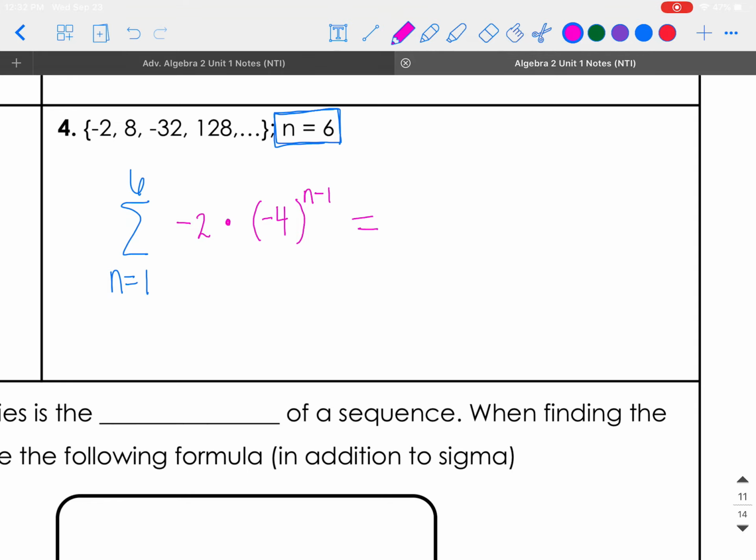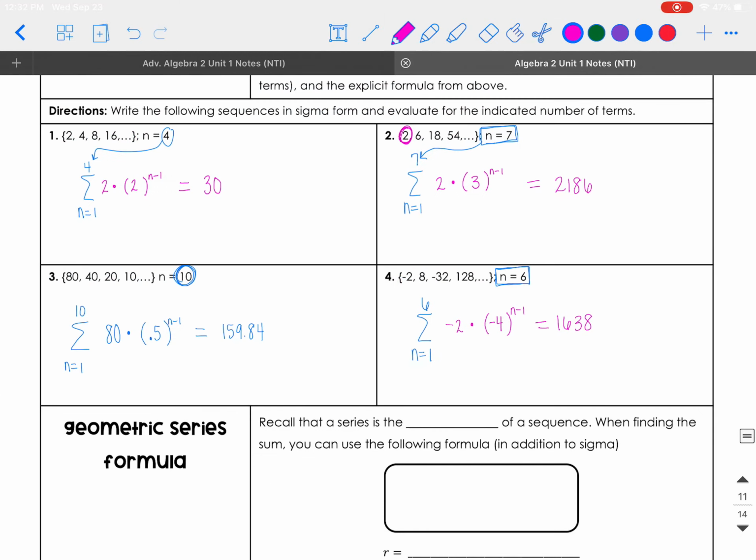And I'm going to type that in my calculator. So I'm going to hit math 0, x equals 1 on bottom, 6 on top, -2 times, you have to put this -4 in parentheses. You should always be putting your R in parentheses, but especially if it's negative. Then I do my exponent, x minus 1. And we get 1,638.